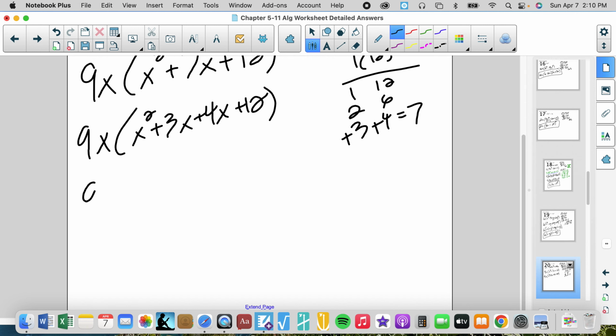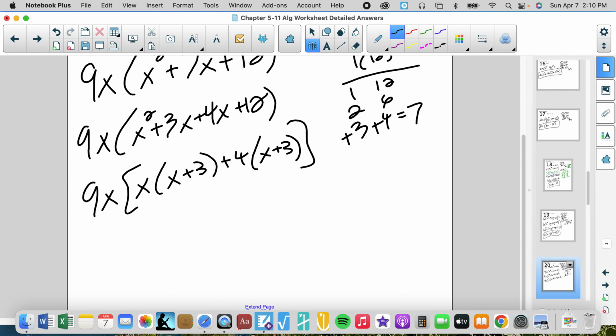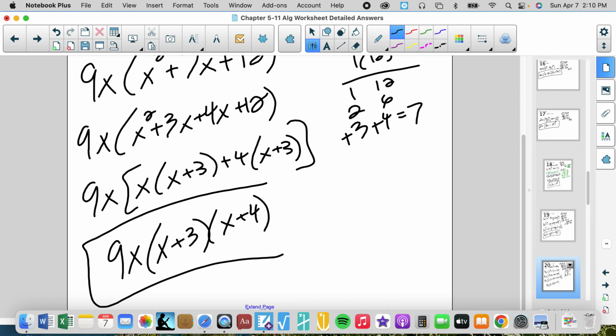Factor by grouping. Let's factor out an x, we get x plus 3. Let's factor out a 4, we get x plus 3. And my final answer is 9x times the quantity x plus 3, x plus 4.